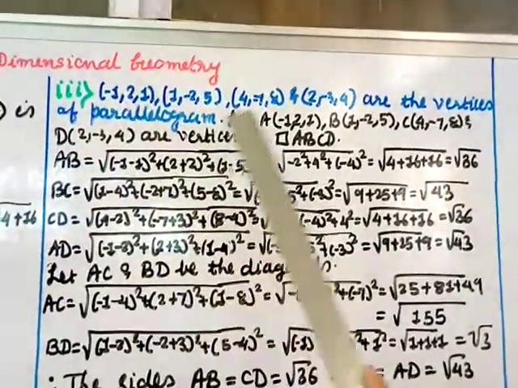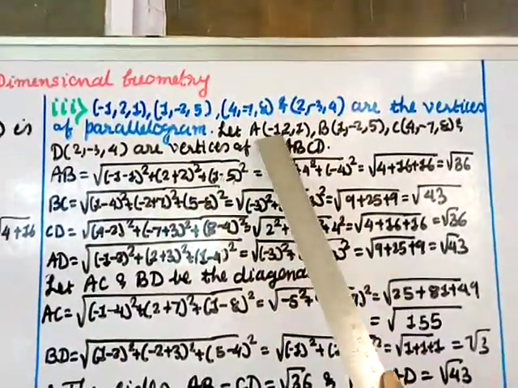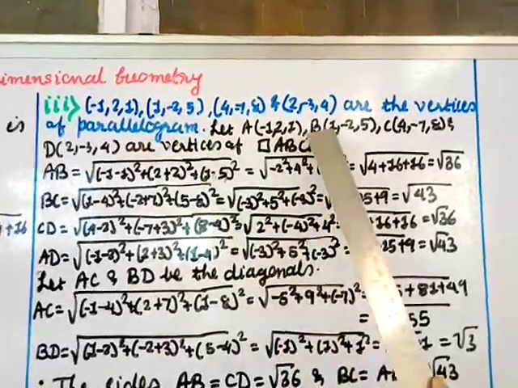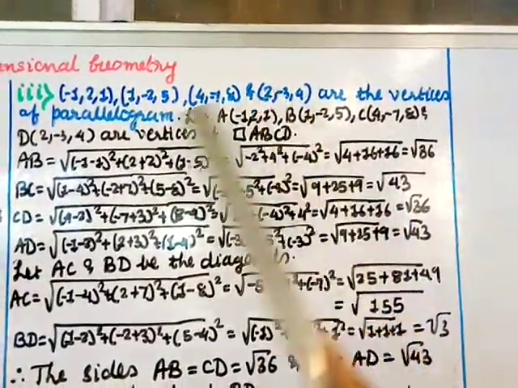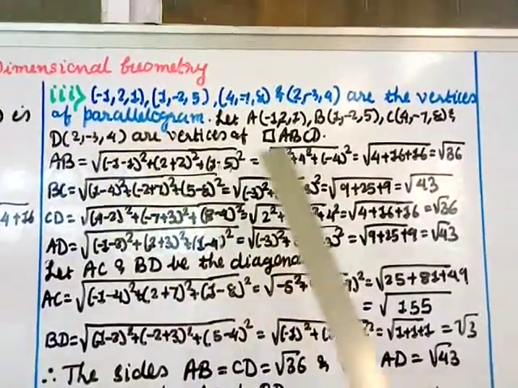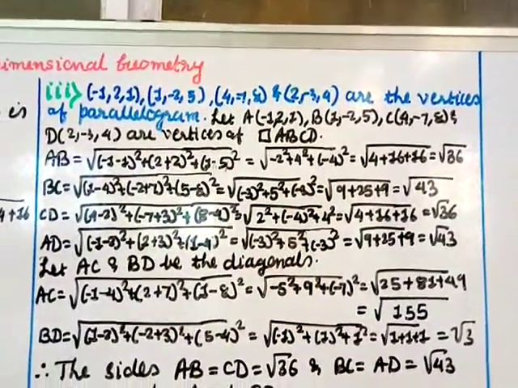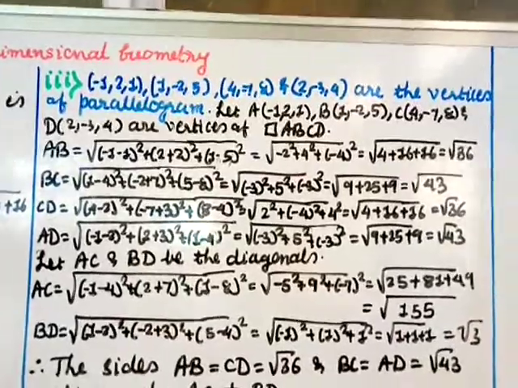So let us call these the point A (-1, 2, 1), this as B (1, -2, 5), this as C (4, -7, 8) and this as D (2, -3, 4), the vertices of quadrilateral ABCD. Then let us find all the sides.